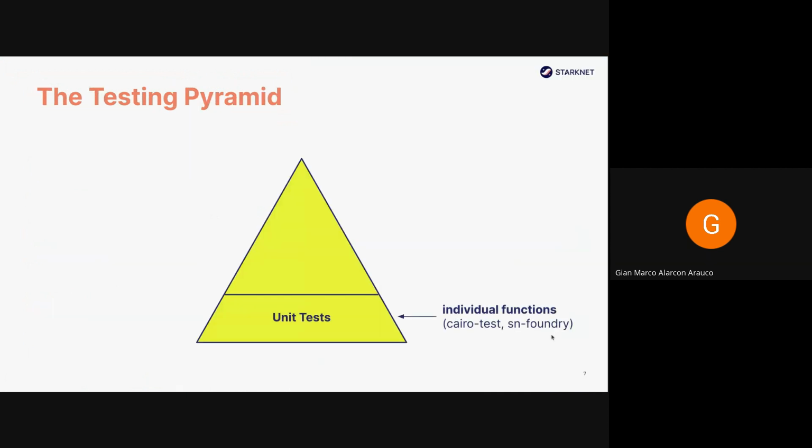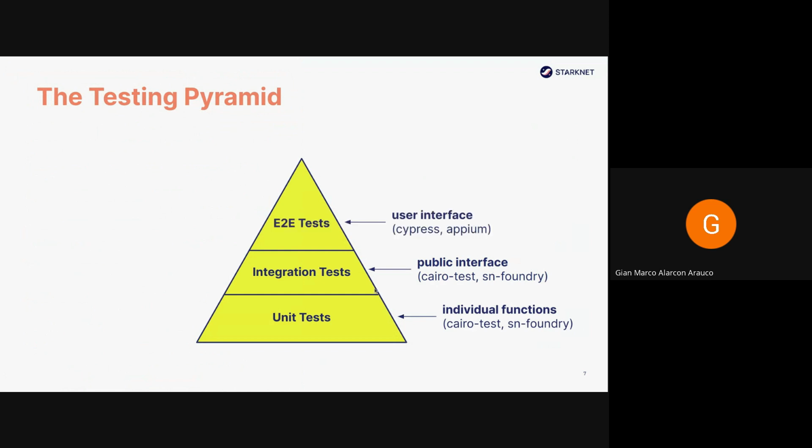For individual functions, we can use unit tests. If we are done with this, we can do the integration test with a public interface. At the end, we can go for the end-to-end test. In Cairo and in Starknet, we can use Starknet Foundry to build unit tests and integration tests, and also the Cairo test itself. In this lesson, we're going to show examples with these two tools. For end-to-end, they offer Cypress and an API.